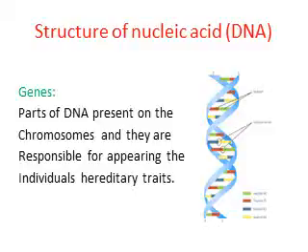And the scientists found that the nucleic acid or the DNA consists of very small parts called genes. What are the genes? Genes are very small parts of DNA that are present in chromosomes, and they are responsible for the appearance of our hereditary traits. So the nucleic acid consists of small parts called genes, and these genes carry our traits.